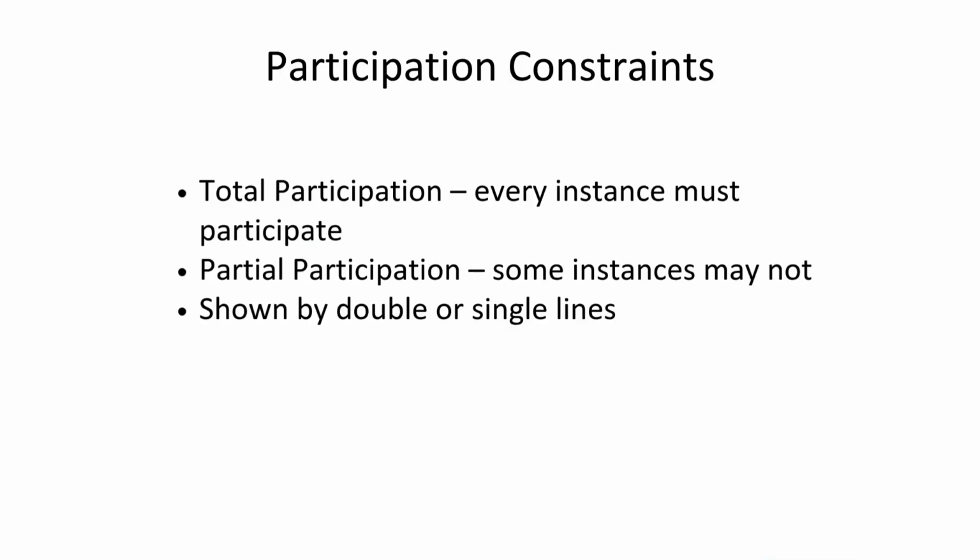Participation constraints define whether all entity instances must be in a relationship. Total participation: all instances must participate. Show with double lines. Partial participation: some may not. Show with single lines. Example: all orders must have order items, but not all employees supervise others.